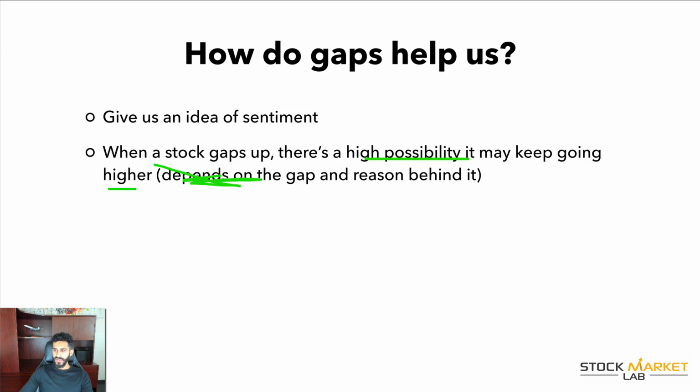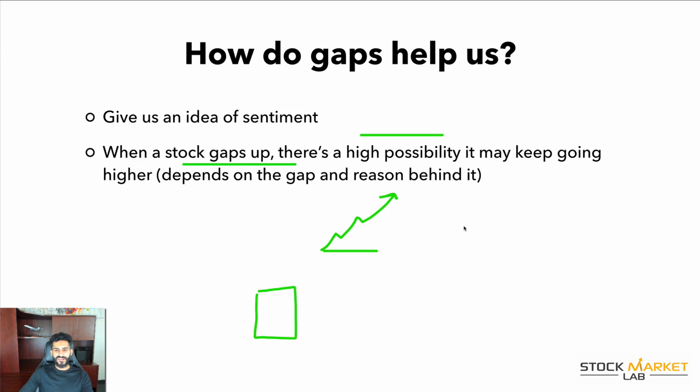Now, hold on. Keep this in mind. There's a high possibility it may keep going higher, but it all depends on the gap and the reason behind it. Just because a stock gapped up doesn't mean it's always going to go higher. There's gap strategies that we're going to cover and things to look for moving forward, but what I want you to understand is when a stock does gap up, yes, there is a higher possibility it's going to keep continuing and keep going higher, but it depends on the gap type and the reason behind it. A lot of people overlook this. They think just because a stock is gapping up, it's going to keep going higher all the time. No, sometimes the stock gaps up and starts selling off.